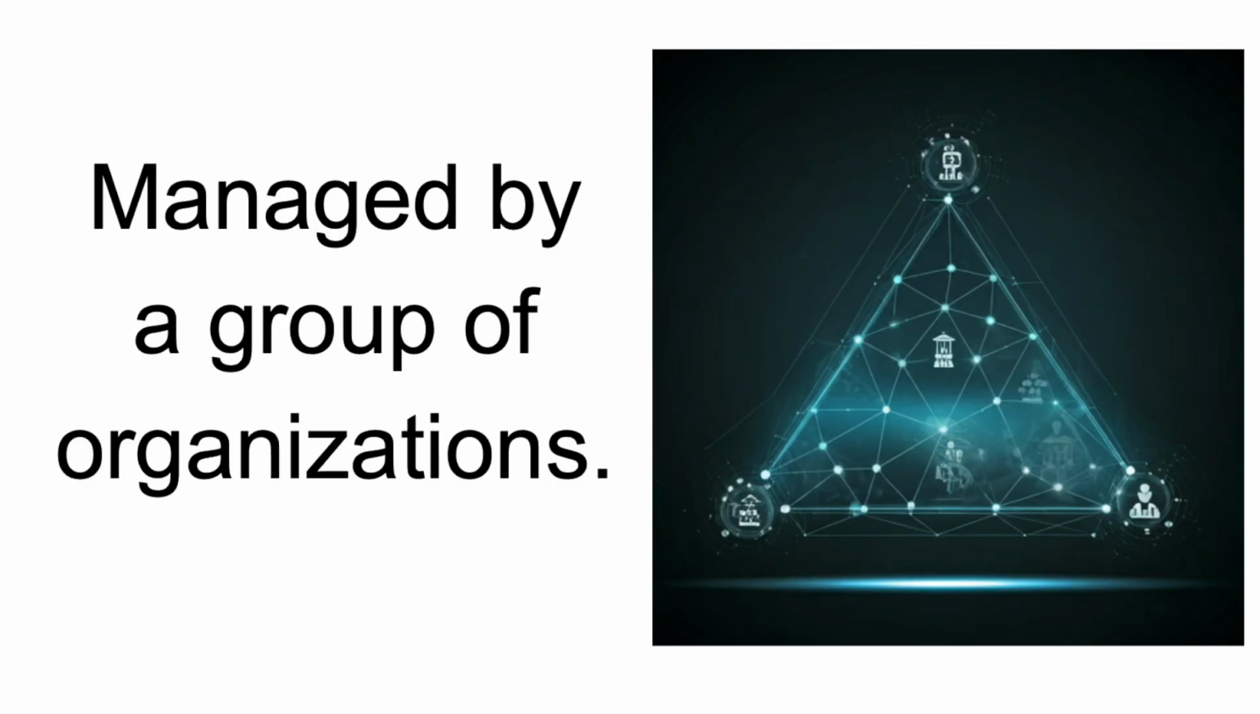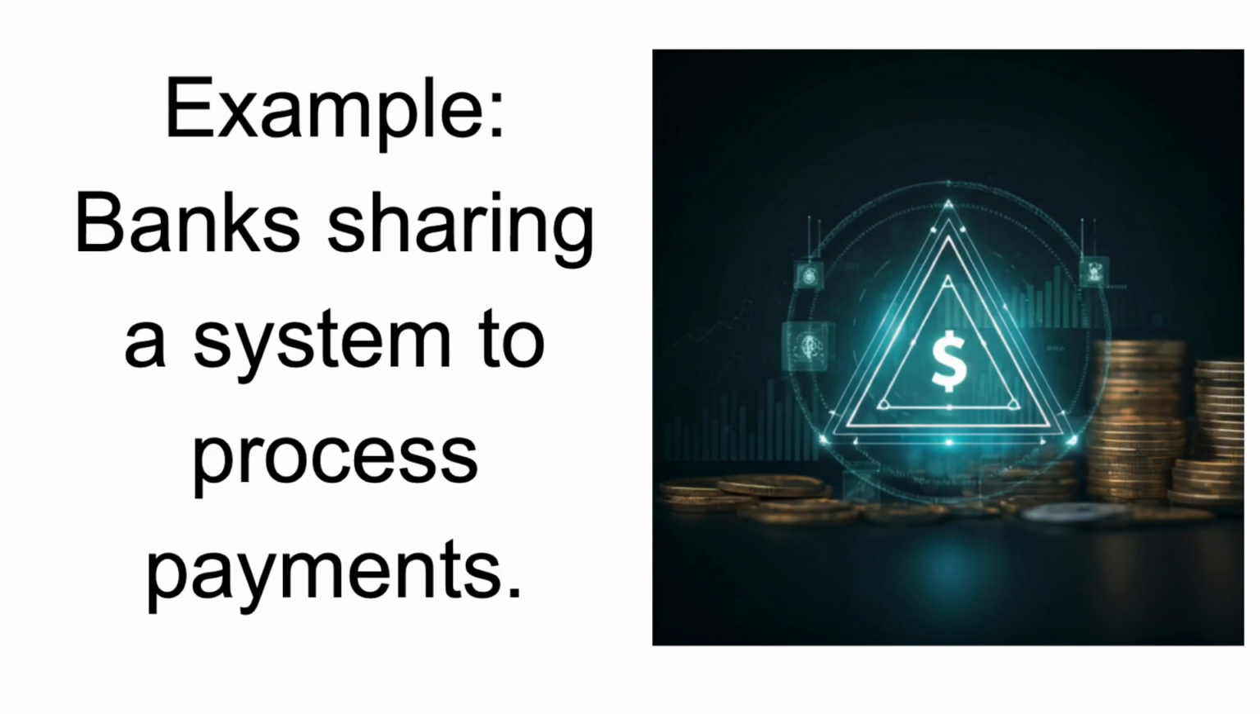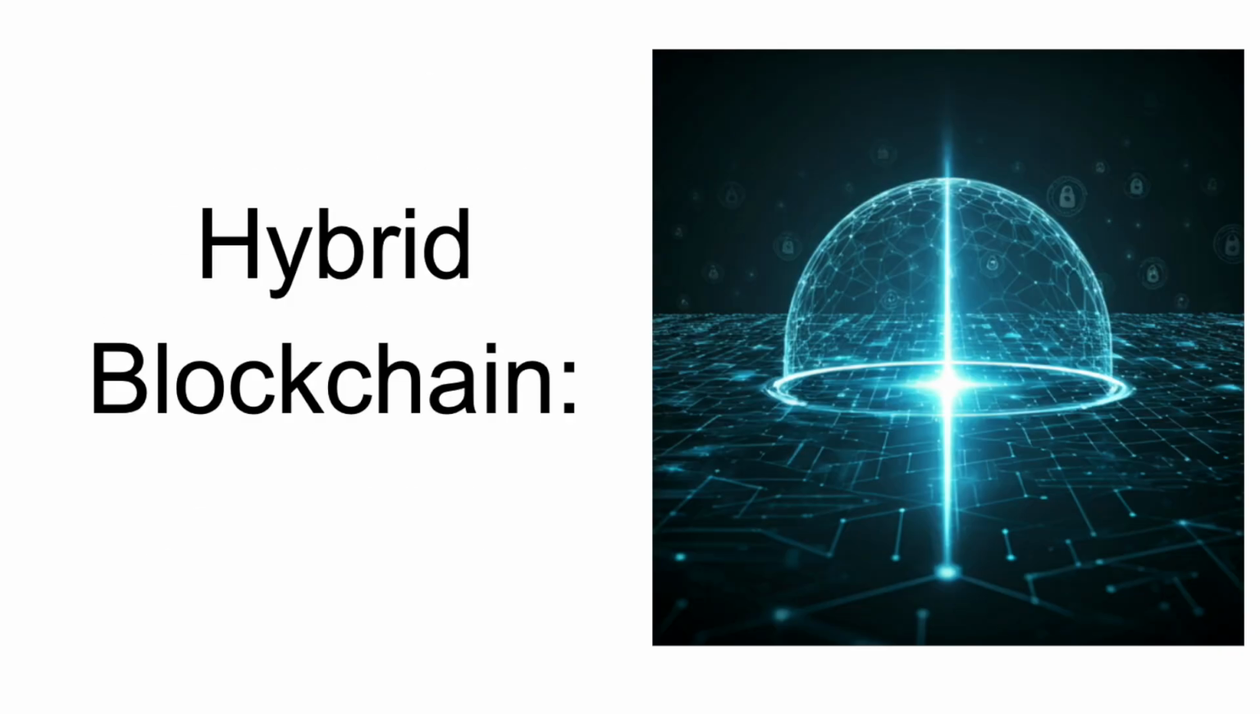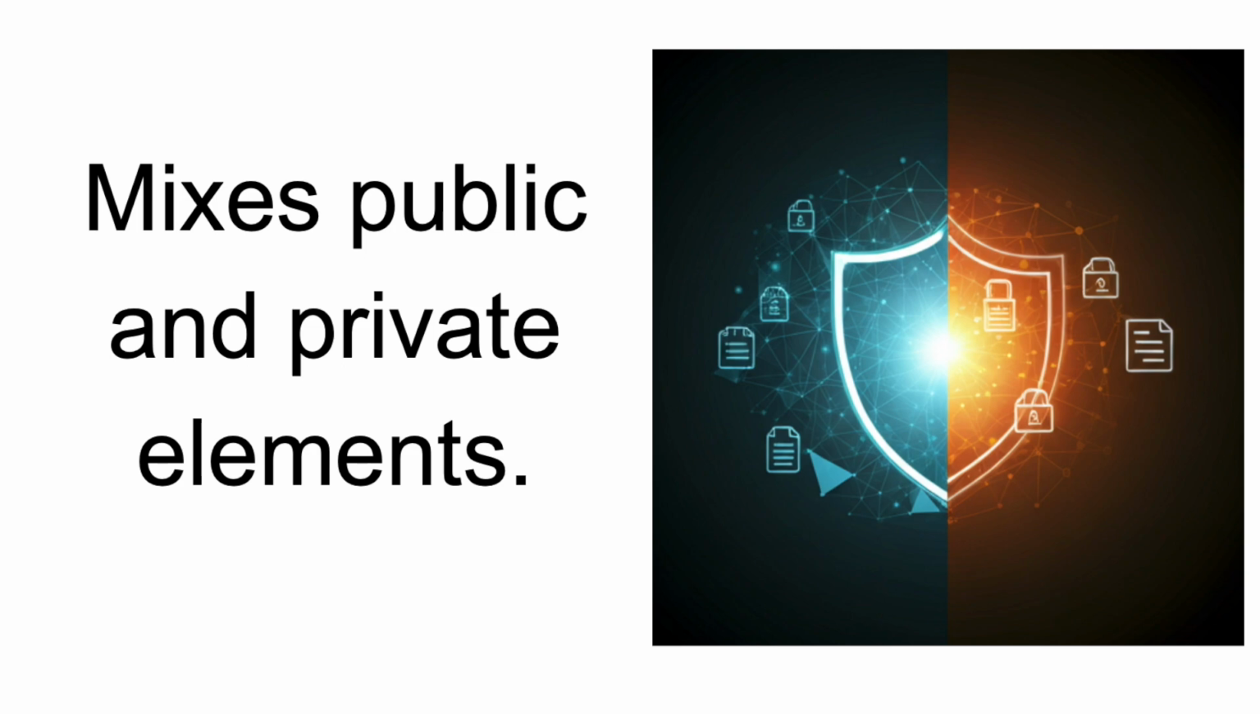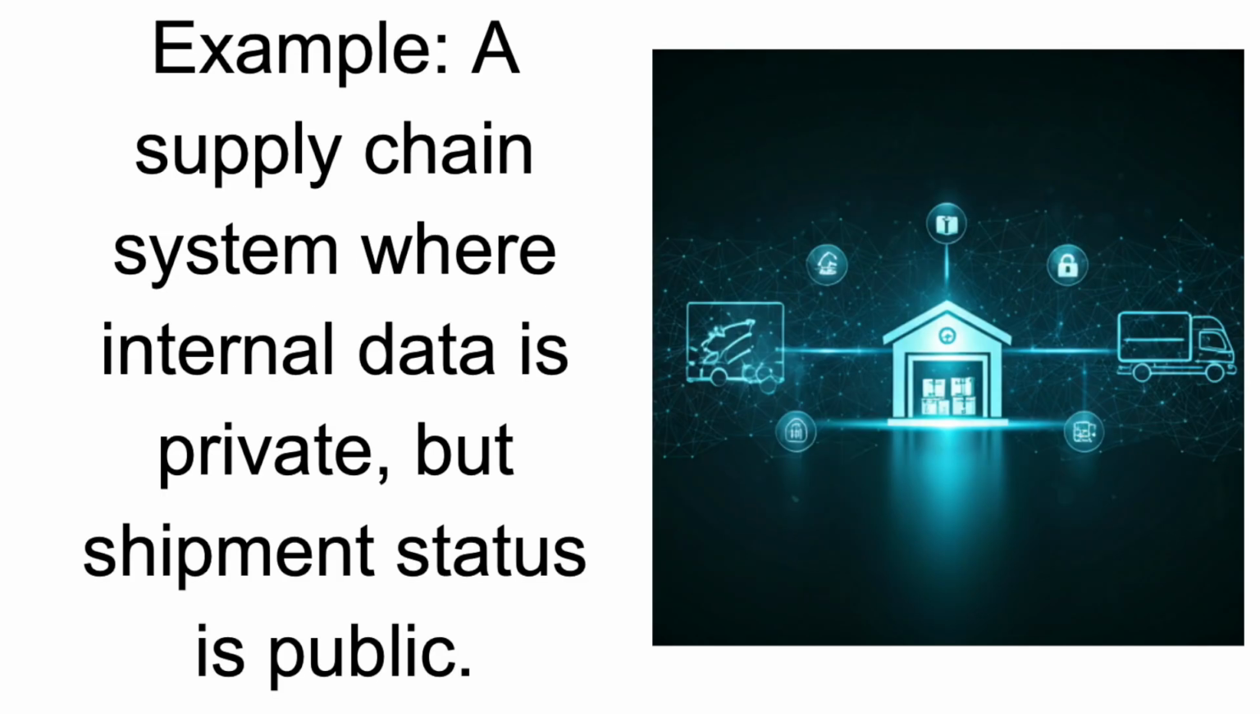Consortium blockchain, managed by a group of organizations. Example, banks sharing a system to process payments, combines control and collaboration. Hybrid blockchain, mixes public and private elements. Example, a supply chain system where internal data is private but shipment status is public.